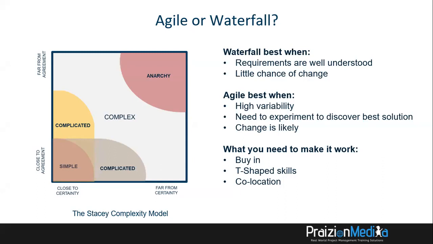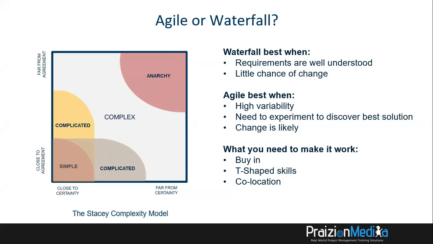Well, why don't we take a look at this, because it's exactly the same concept as page 14 in the Agile Practice Guide. If you take a look at the screen here, we have to the left, close to agreement. That's on the y-axis. Close to agreement, far from agreement at the top. We're talking more about the requirements on the y-axis.